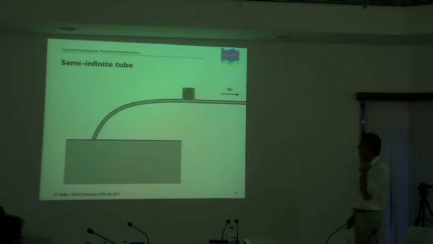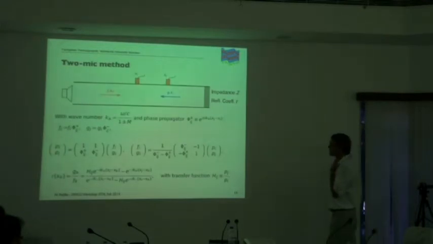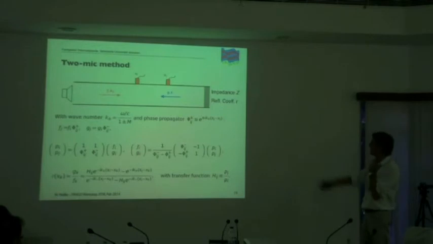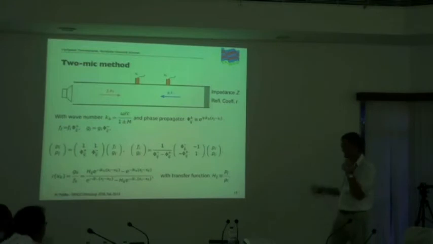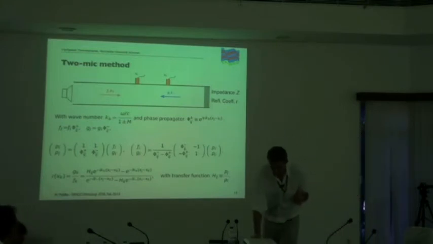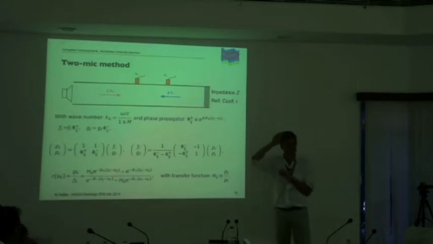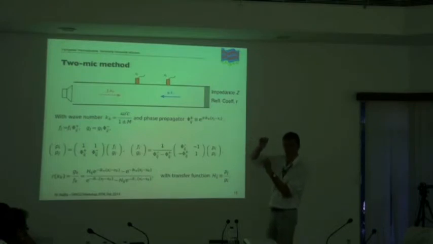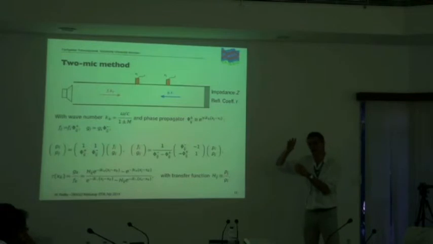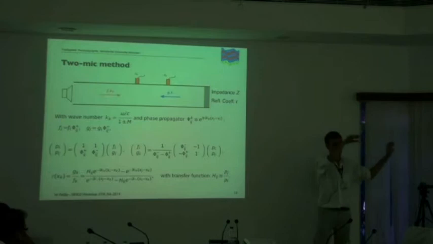Often you are not only interested in pressures, but also in acoustic velocities, and in reflection coefficients or impedances, for example. The basic idea is not so bad. Instead of measuring pressure and acoustic velocity at one location using two different types of sensors, a microphone and a hot wire, for example, or a microphone and an LDA probe, I can measure pressure at two positions. I know that the pressure field in such a duct is composed of waves running in the left direction and running in the right direction.